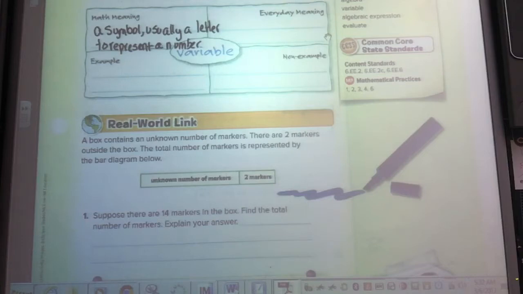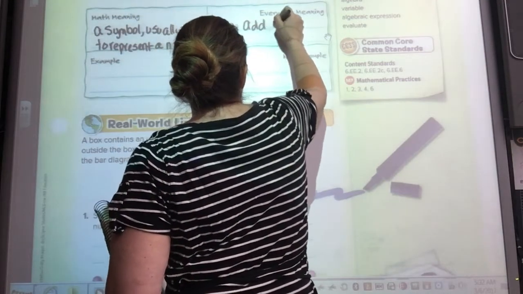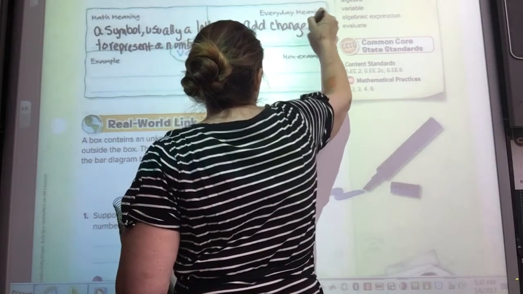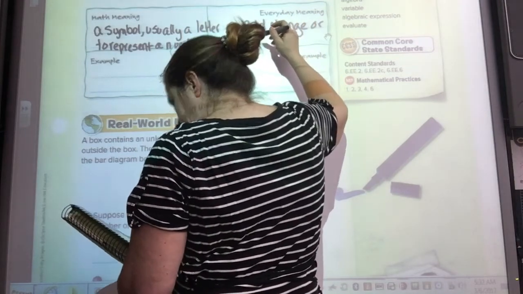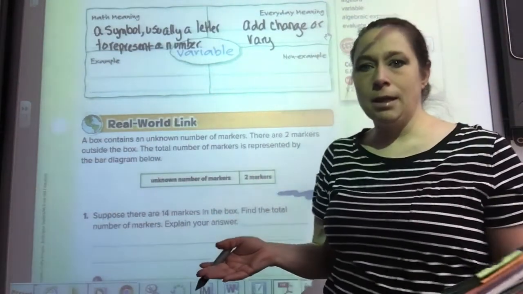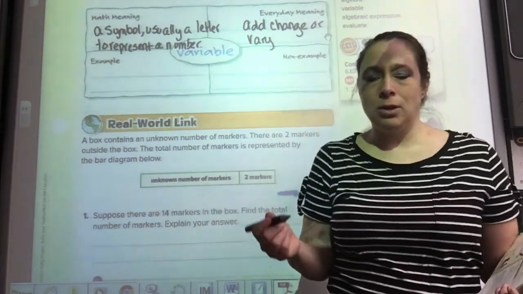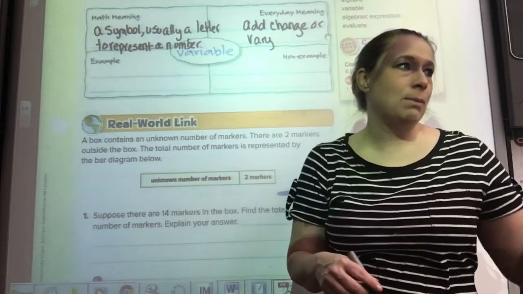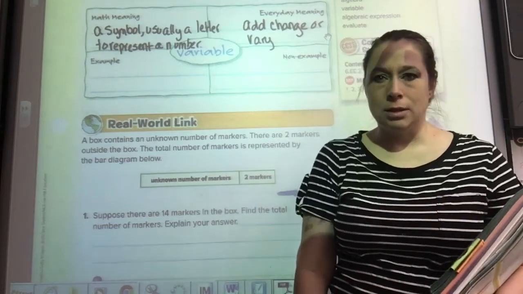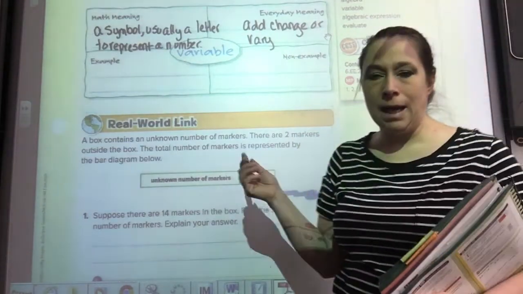And the everyday meaning is to add, change, or vary. So, for example, in everyday life, if you had a variable, it's almost like a variety. It's a different, like a variety of foods. If you like a variety of foods, you like pizza, you like hot dogs, you like popcorn and tacos and things like that. Okay. So to add a variable is to add a change.